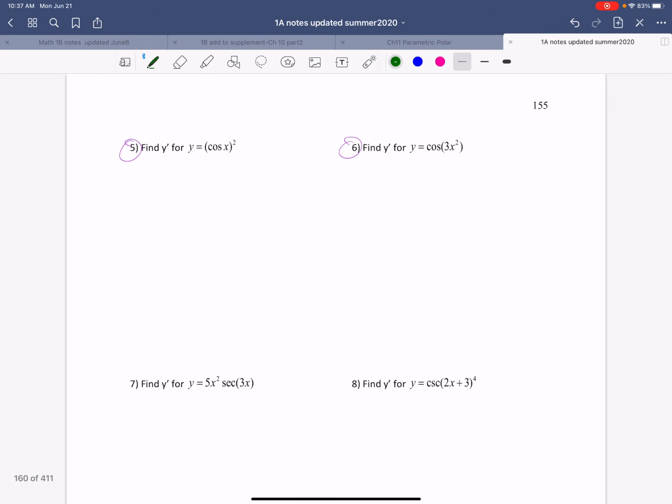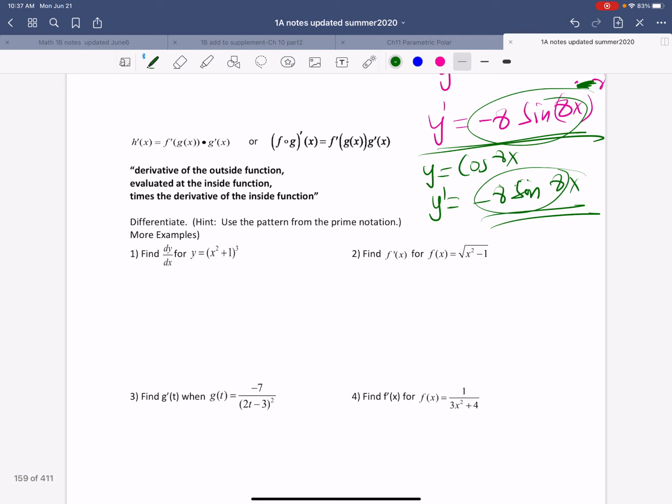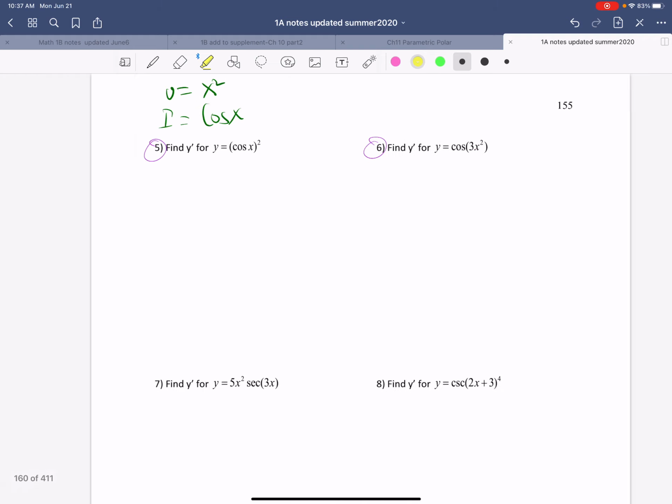Several more examples of chain rule. Y is equal to cosine squared of x. Which one is the outer function? Outer function here is x squared. Inner function is cosine x. Again, say it a few times: derivative of outside function evaluated at inside value or inside function times the derivative of inside function.